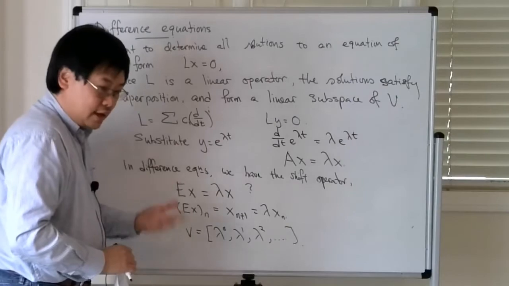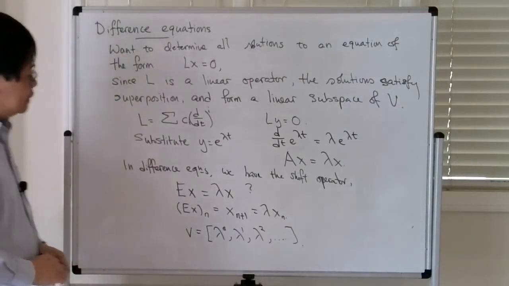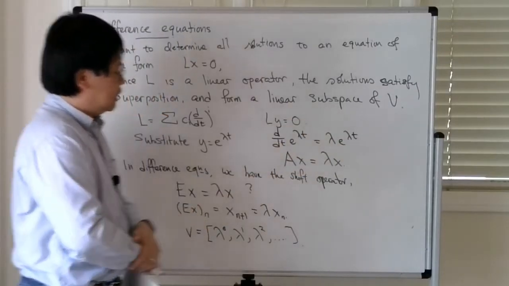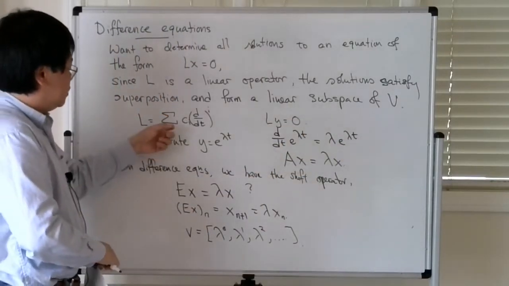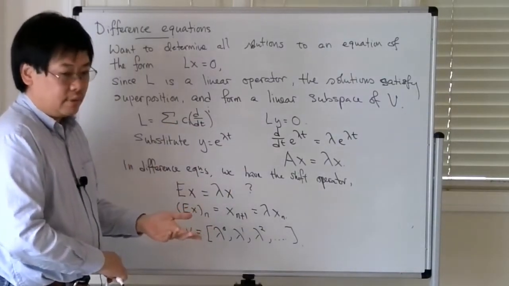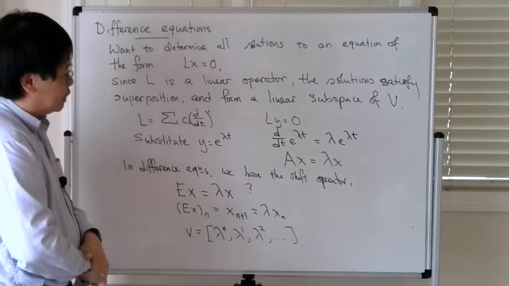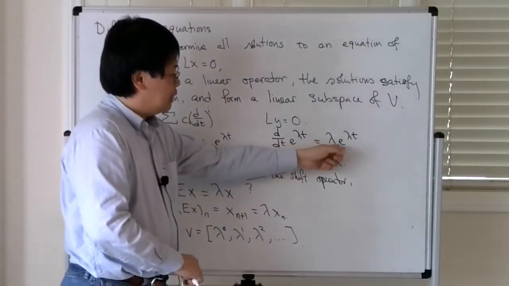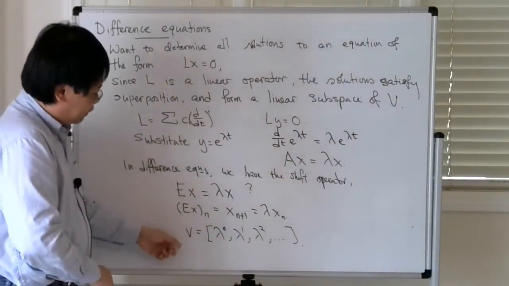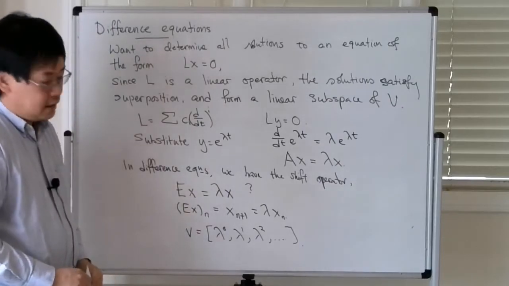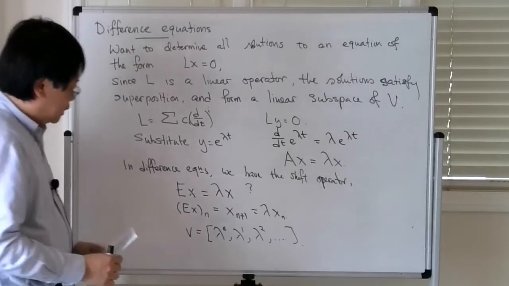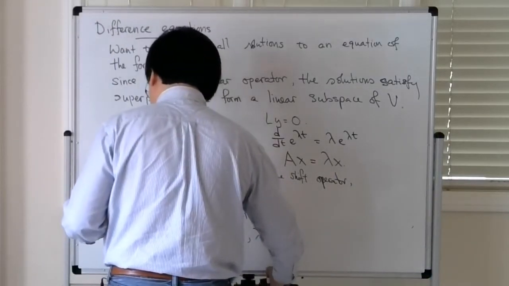Once you know that, then the same way that you take the ansatz e to the lambda t, substitute it into the linear operator equation and get the characteristic polynomial, finding the roots of the characteristic polynomial gives you the basis for the solutions. The same thing happens with the linear constant coefficient difference equations, which are homogeneous. So let's write down the theorem.